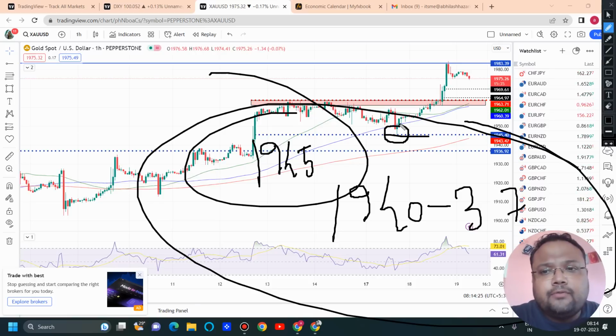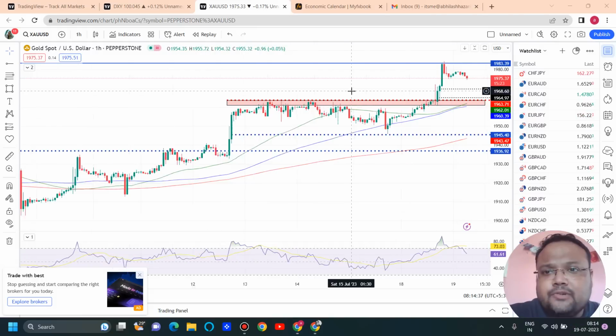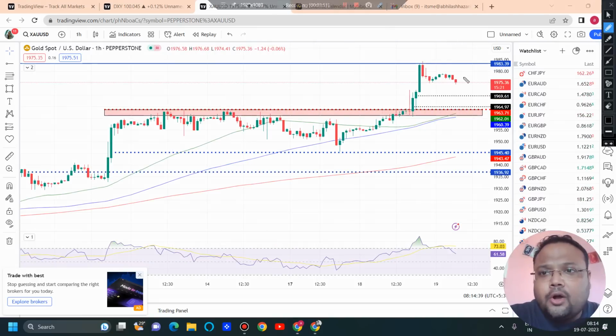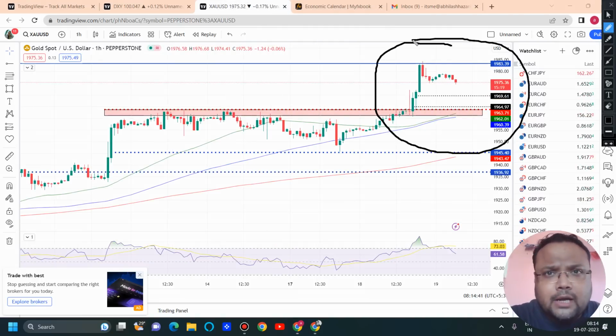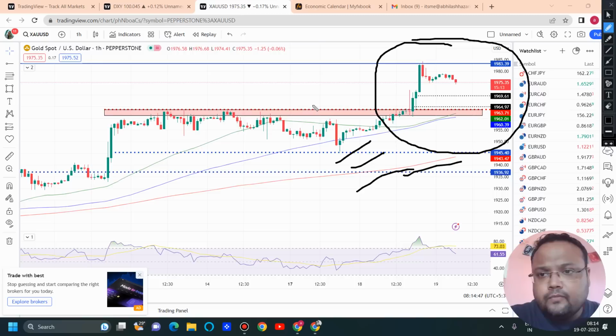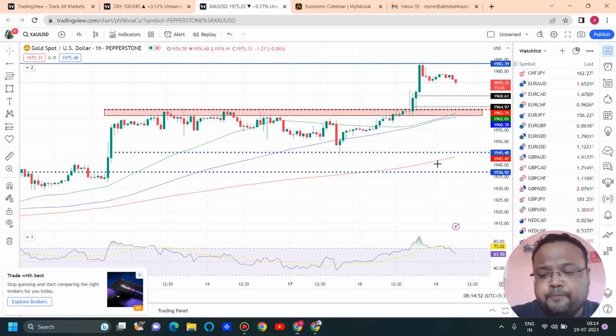1940, 1937 was a very strong resistance previously. So we are expecting the previous resistance will be working as a strong support. But the problem is that these levels are far away from the current market price. As a result, we only need to focus on this particular portion of the market. In case a big drop comes, then you can concentrate or focus on these two levels here. But right now, your sole focus should be on these levels only.